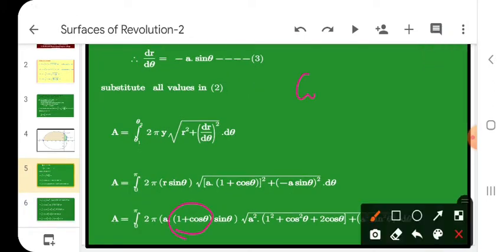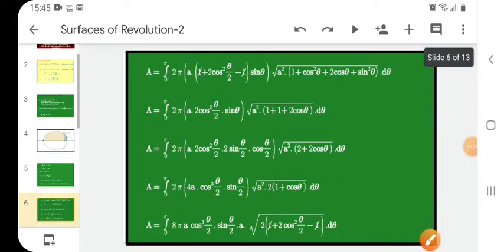Also, what is 1 plus cos theta here? We know the formula of cos 2 theta in terms of cos theta: 2 cos square theta minus 1. Here we have only cos theta, so what formula do we write? 2 cos square theta by 2 minus 1. So 1 plus cos theta equals 1 plus 2 cos square theta by 2 minus 1. Here 1 cancels.